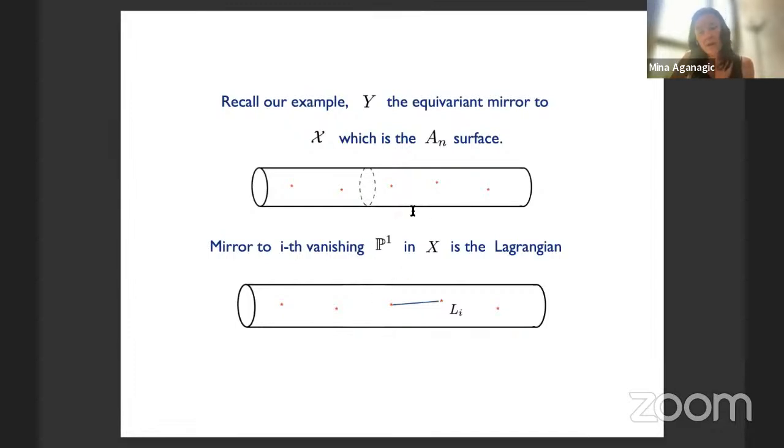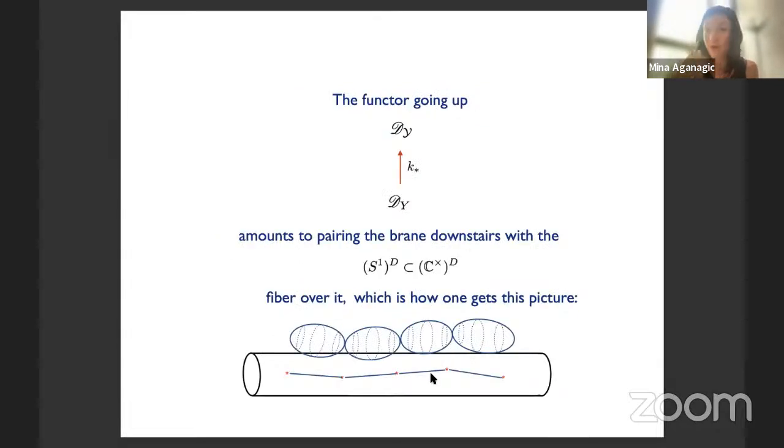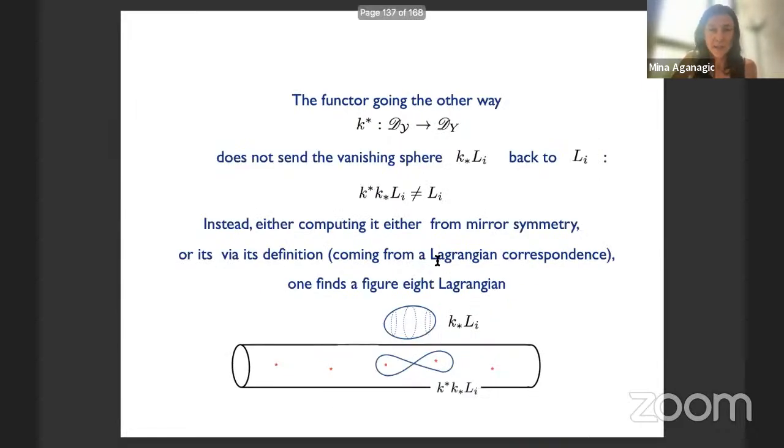Now, recall our running example of Y, which is equivariant mirror to X on the A_N surface. So the mirror to the i-th vanishing P1 in the small X is a Lagrangian, which is simply an interval between a pair of punctures. The functor that goes straight up to the big Y amounts to pairing a brane downstairs with a torus fiber over it, which is how you get this picture. The functor that goes the other way doesn't send the vanishing sphere in the big Y back to an interval in the small Y. Instead, it sends it to a figure eight Lagrangian. That's an easy computation, which can be done in many different ways.